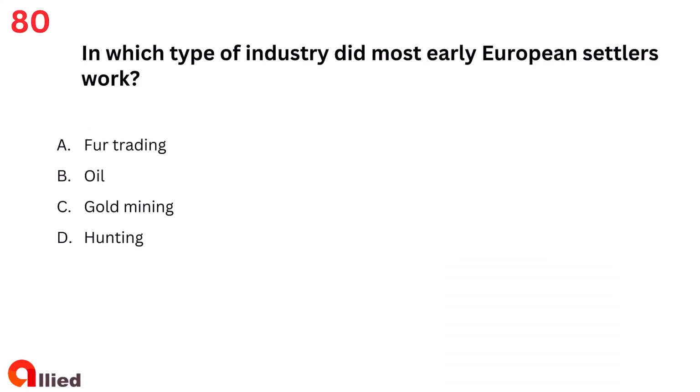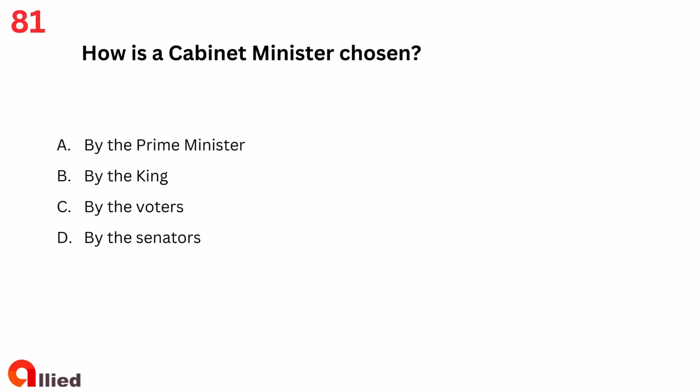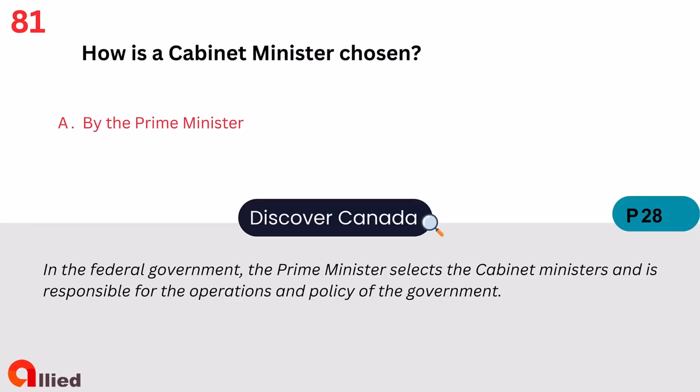Question 80. In which type of industry did most early European settlers work? A. Fur trading. B. Oil. C. Gold mining. D. Hunting. The answer is A. Fur trading. Question 81. How is a cabinet minister chosen? A. By the Prime Minister. B. By the King. C. By the voters. D. By the senators. The answer is A. By the Prime Minister.